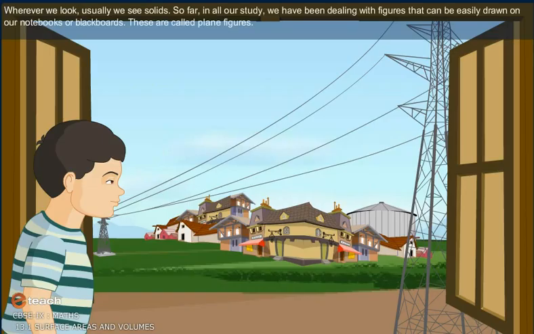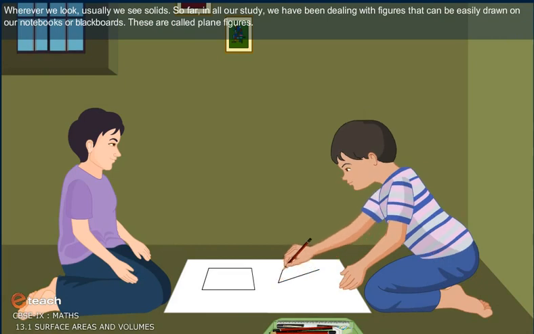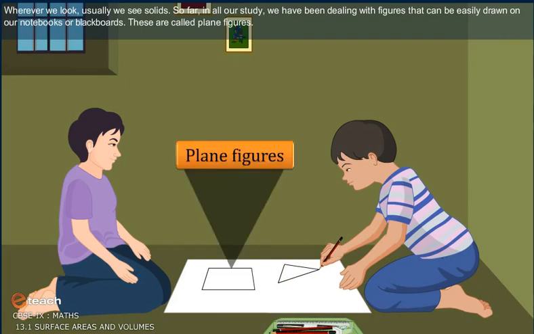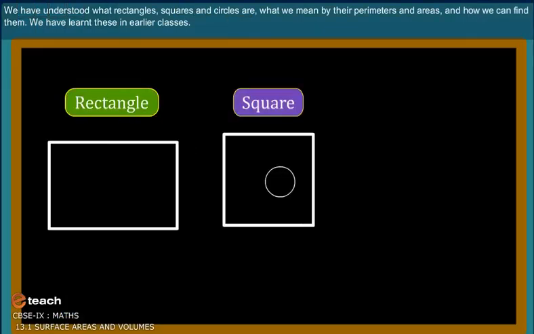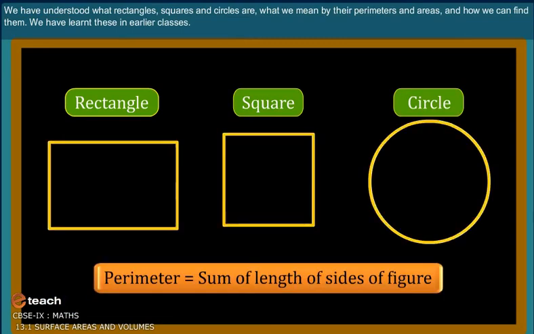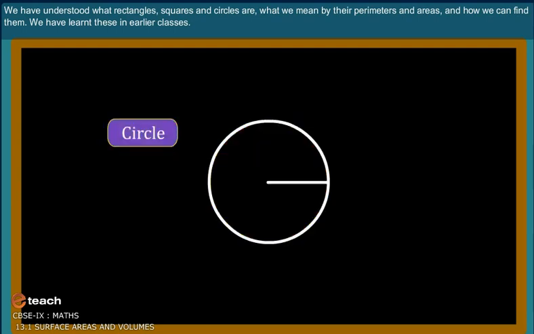Wherever we look, usually we see solids. So far in all our study, we have been dealing with figures that can be easily drawn on our notebooks or on blackboards. These are called plane figures. We have understood what rectangles, squares and circles are, what we mean by their perimeters and areas, and how we can find them. We have learned these in earlier classes.